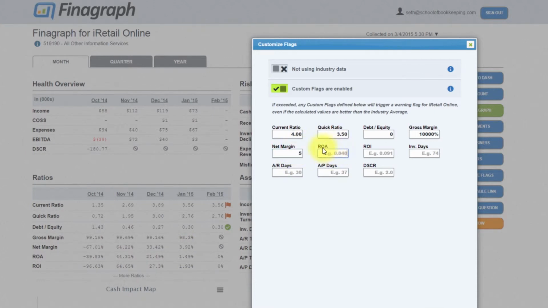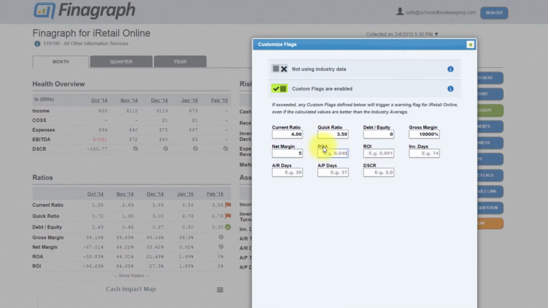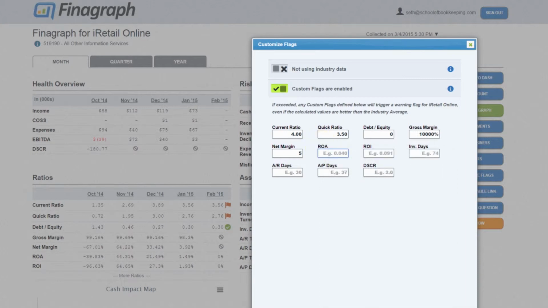ROA, 1.49%. Return on assets. Obviously, we want this to be high. We're comparing income to assets, right? So return on assets is an indicator of how profitable a company is before leverage, and is compared with companies in the same industry, determined by dividing profit before taxes by total assets. So how much money, how much net income, are we generating with whatever our assets are at any given time? Return on assets. So that's something we want to see increase ideally. So let's put 2%. 0.05 there.